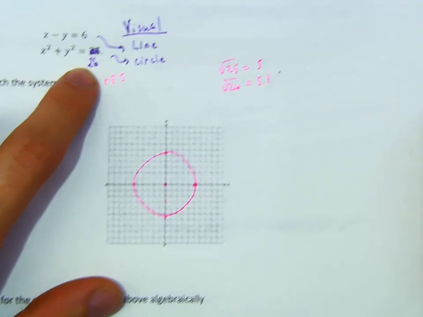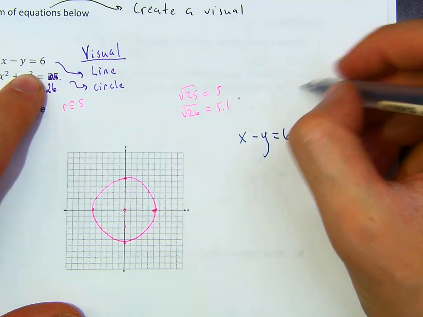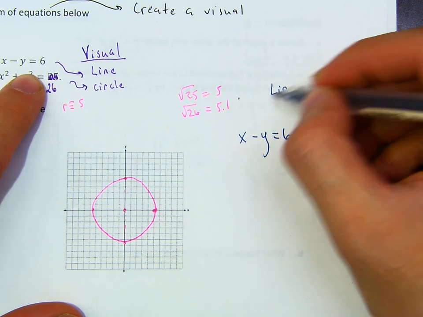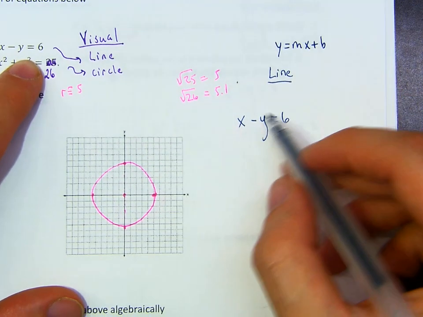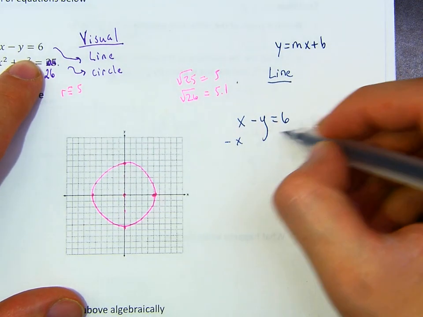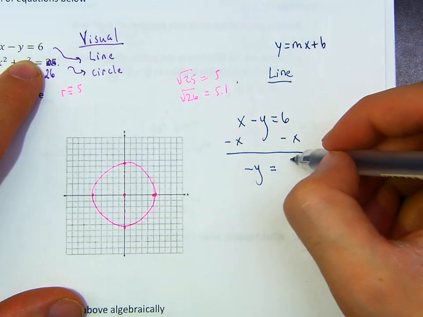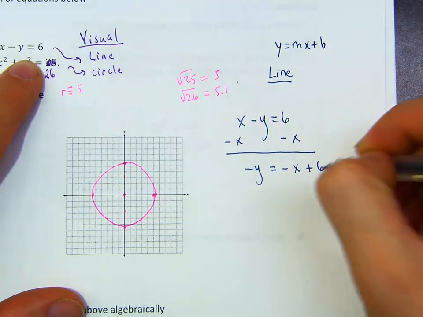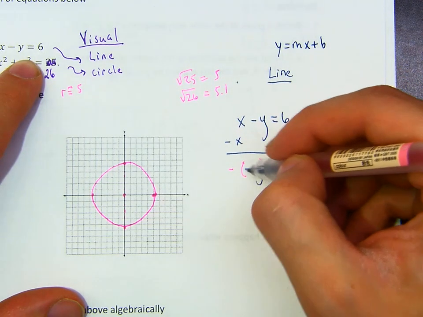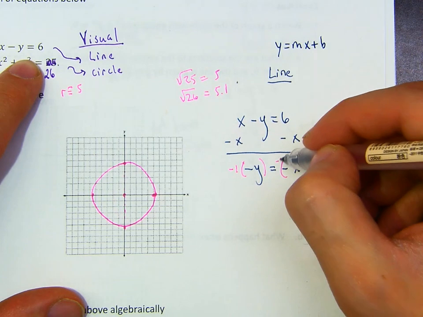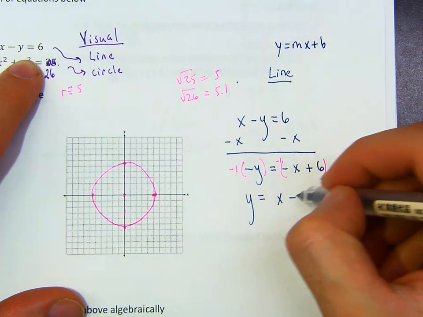Now, what about this equation over here? x minus y equals 6. Notice that this is the equation of a line, and we want to get it into y equals mx plus b. So let's get y by itself. So how do you get y by itself? If I do minus x, you get negative y equals negative x plus 6. And then how do you get y by itself? How do you get rid of that negative? Multiply both sides by negative 1, and y equals x minus 6.